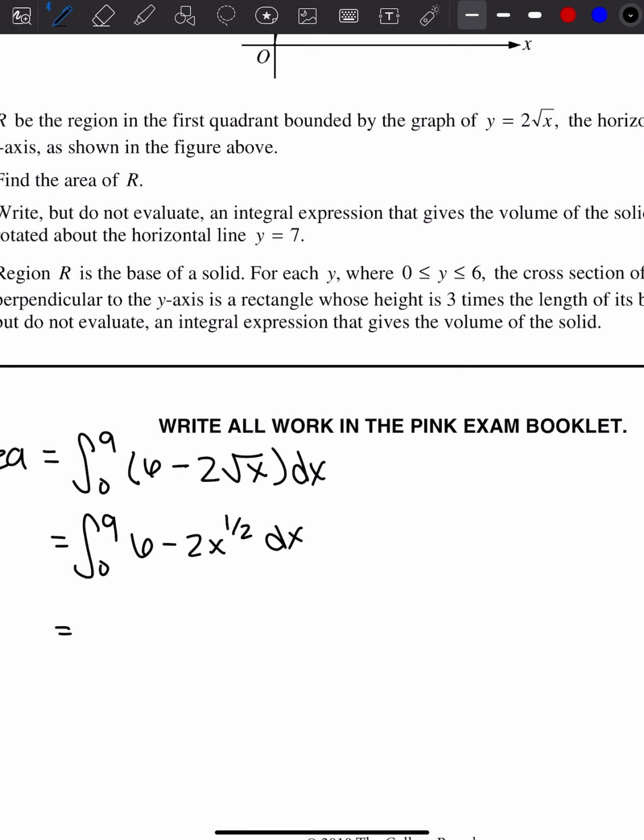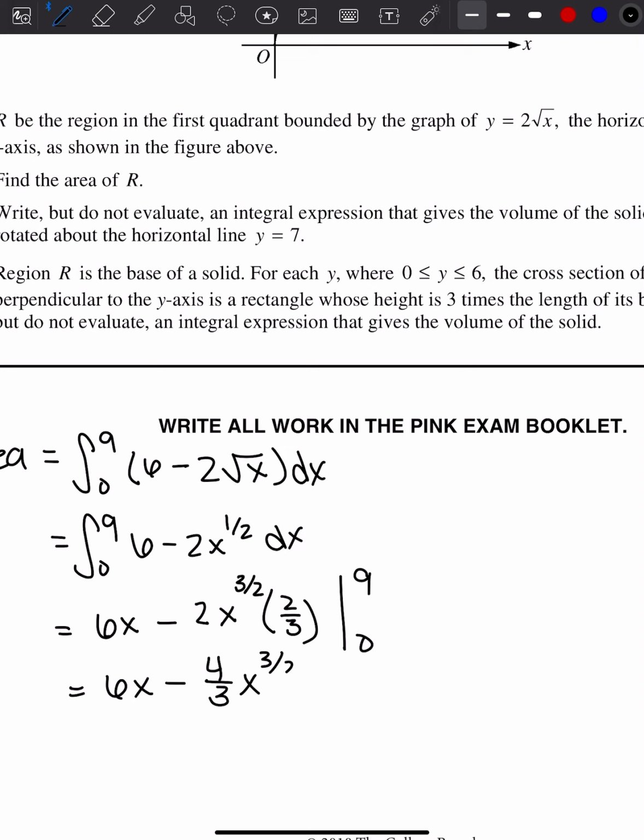So we integrate 6, this is now 6x. We add 1 to our exponent and divide by it, so I have 2 times x to the 3/2 power, and we're dividing by 3/2, but dividing by 3/2 is the same thing as multiplying by 2/3, so I'm going to do that instead. And we need to evaluate that from 0 to 9. So I'm going to simplify my coefficients a little bit and then evaluate. We have 6x minus 2 times 2/3, which is the same thing as 4/3 x to the 3/2.